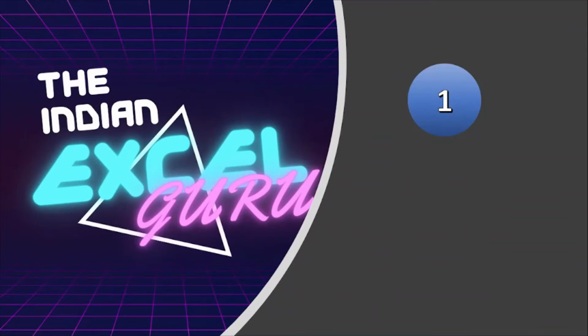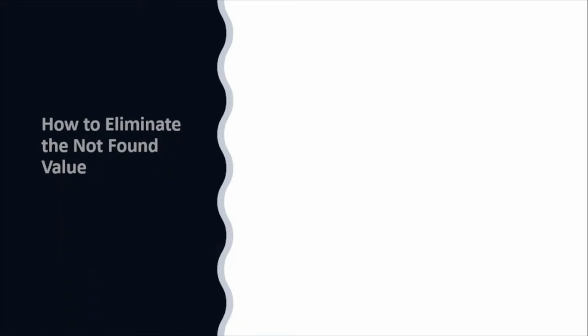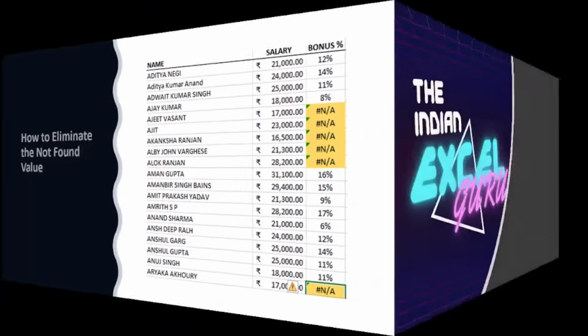So first, we will go through how to handle items which are not found. For example, here you can see the yellow highlighted values are reflected as not applicable or not found in the reference data sheet. How to mitigate this, we will learn through today's exercise.